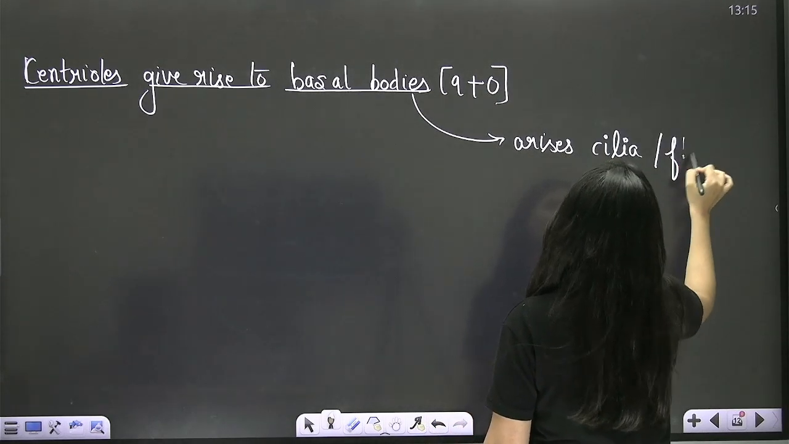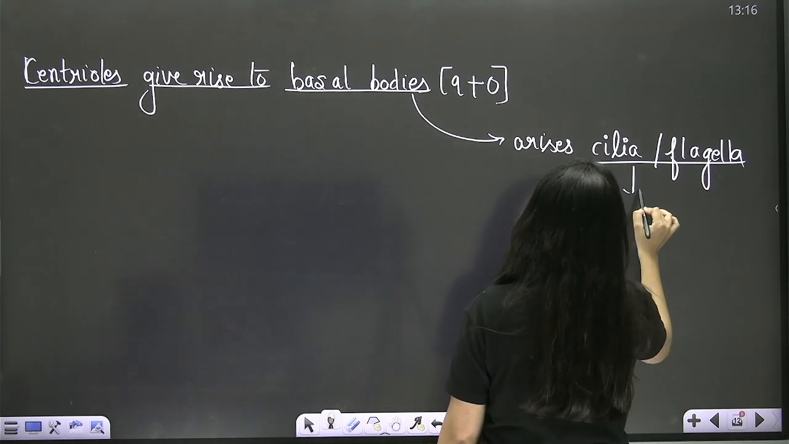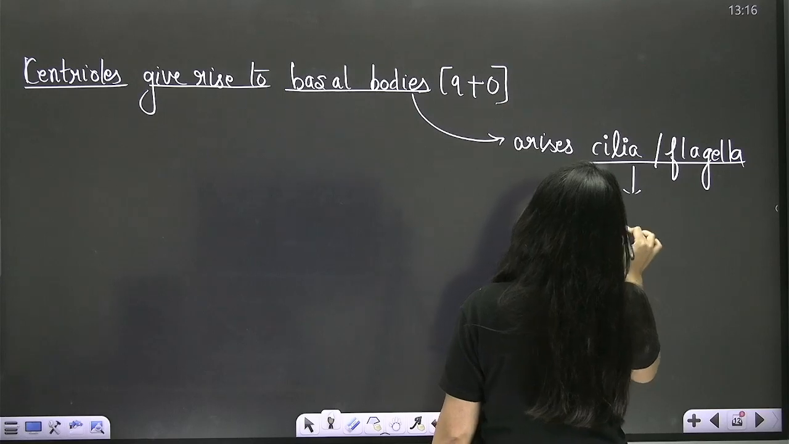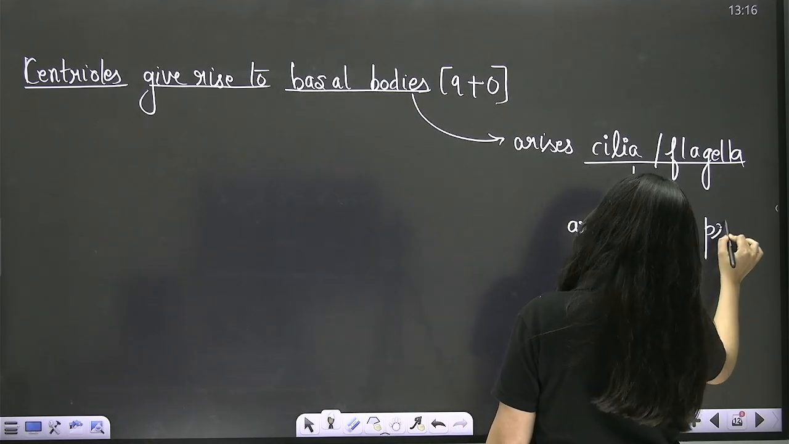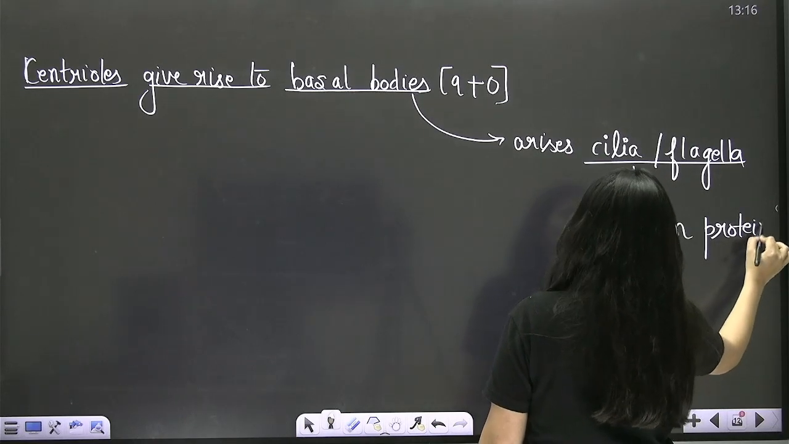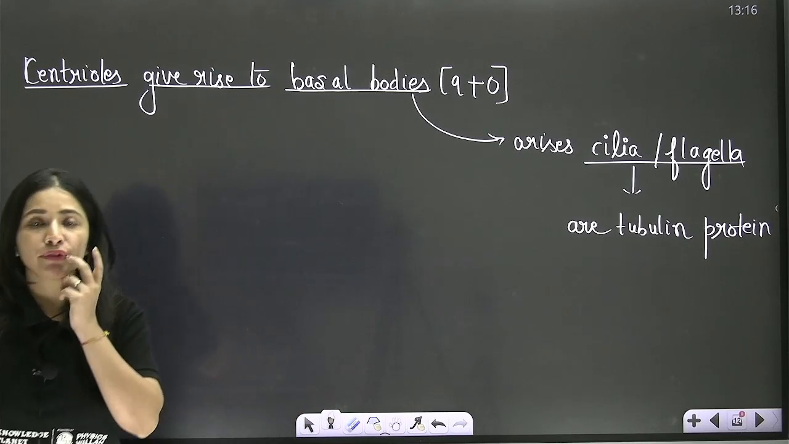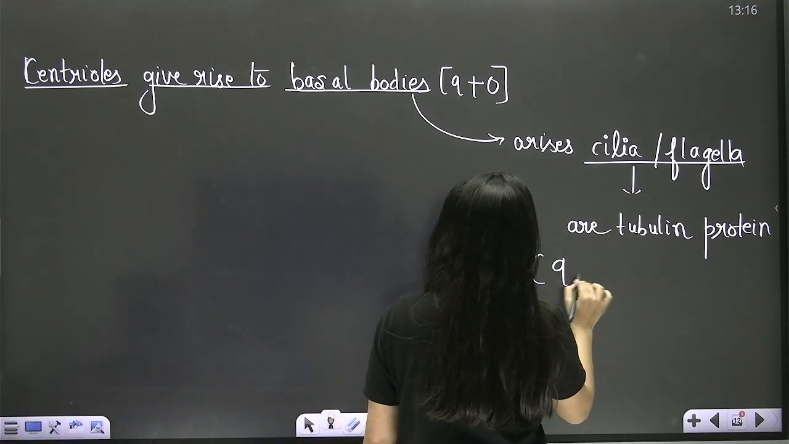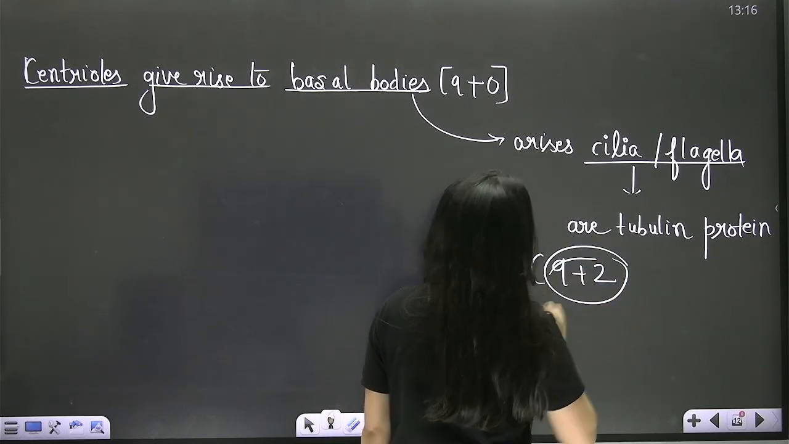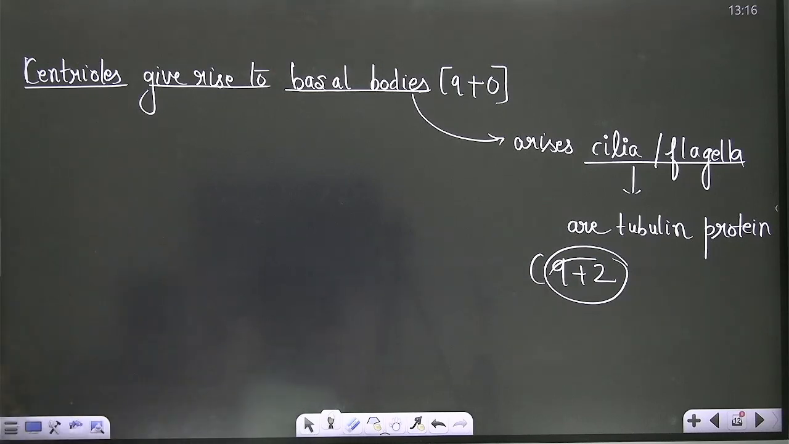cilia and flagella. So cilia and flagella in case of eukaryotes are tubulin protein based. Now, you know, in prokaryotes, they are made up of flagellin protein. But here in eukaryotes, they are made up of tubulin protein. They are made up of microtubules. However, the arrangement is 9 plus 2. Clear? Yes or no? I hope you all have understood it so far.